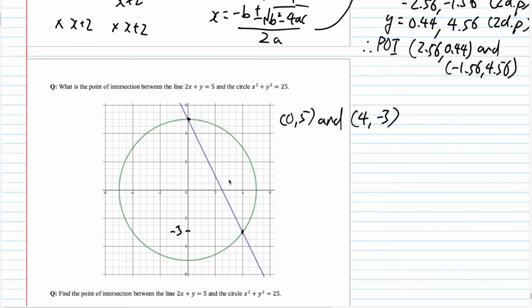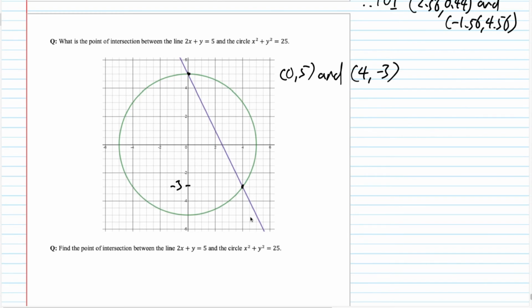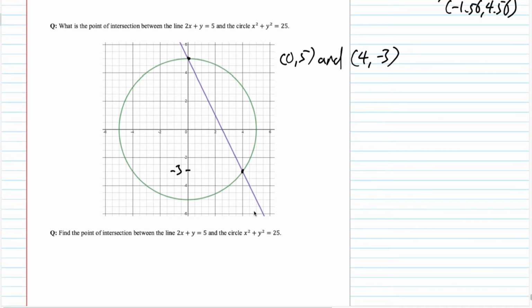Alright, so that's done. Now they want you to do it the algebraic method, and that's the hard way now, okay? It's not the easy way, so let's just do it. There's a lot of algebra involved, so make sure you pay attention. So you have 2x plus, so like the other questions, just write out the two equations first.